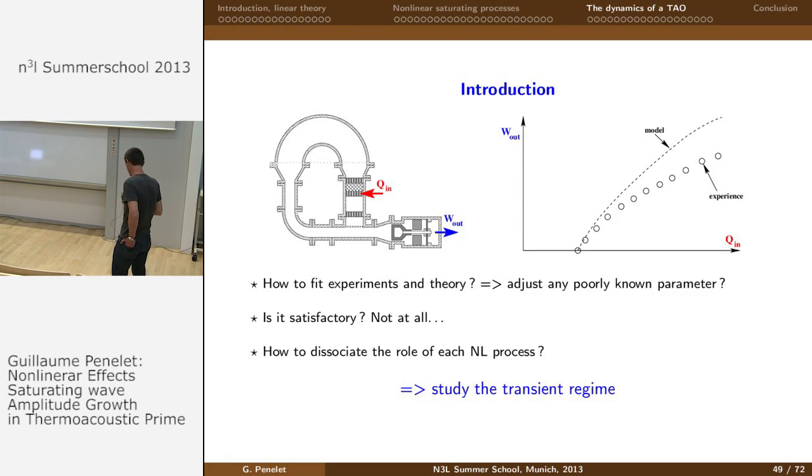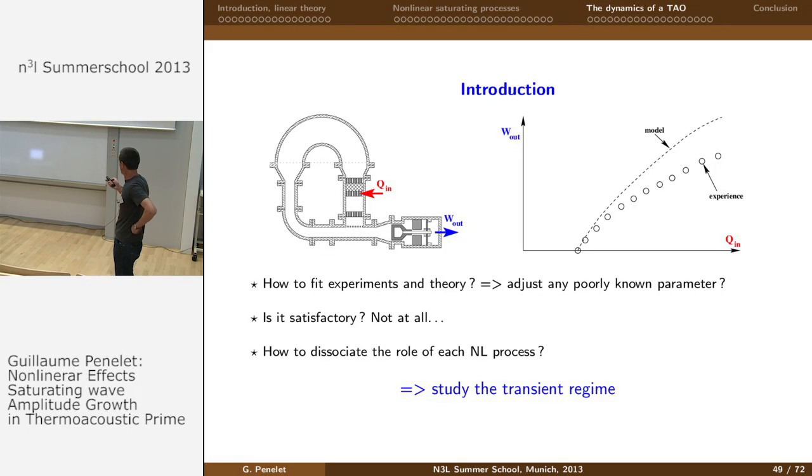So why? Let's assume that we have a thermoacoustic engine, like this, for instance, and we make experiments, which are these data points, and this is the result of a modeling. So if we want to fit the model with theory, what can we do? We can adjust some parameters that we do not know, but we do not know how to do it because we cannot dissociate the role of each of the nonlinear processes that I discussed.